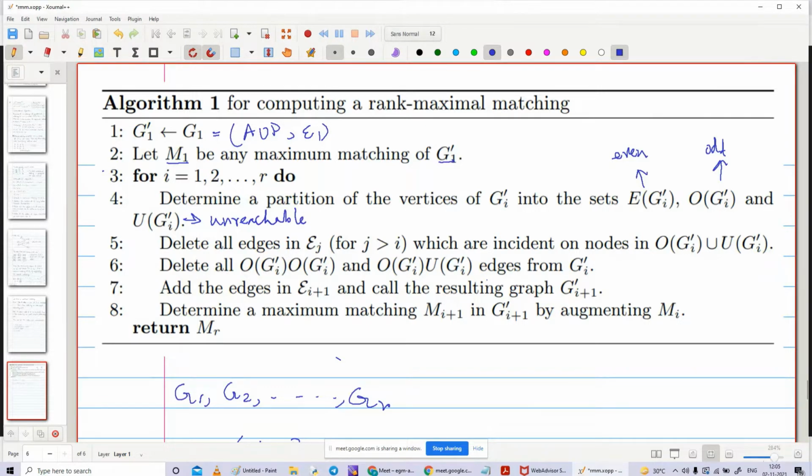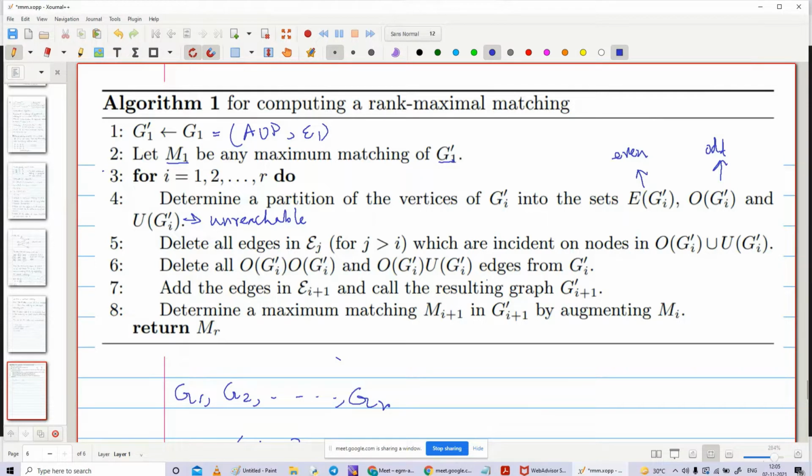Okay, just one more thing. Are you comfortable with pseudocodes? I mean, you have seen this kind of thing. Okay, great.